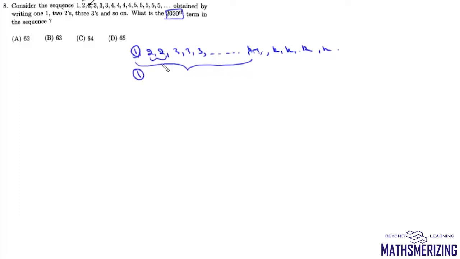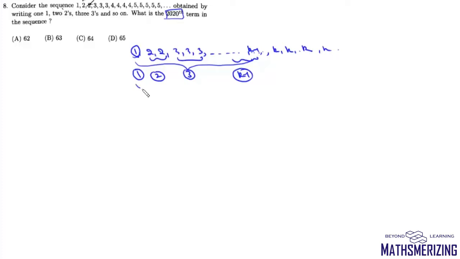Now question number 8 is, consider the sequence 1, 2, 2, 3, 3, 3, 4, 4, 4, and it continues. We need to find what is the 2020th term in the sequence. So what we'll do is, we'll say let the 2020th term be k. So we'll have k, k and k, and then before that we'll have k minus 1. Now if we count all the terms starting from 1 to k minus 1, we know that there is only one term containing 1, 2 terms containing 2, 3 terms containing 3, then up to k minus 1, there will be total k minus 1 terms.